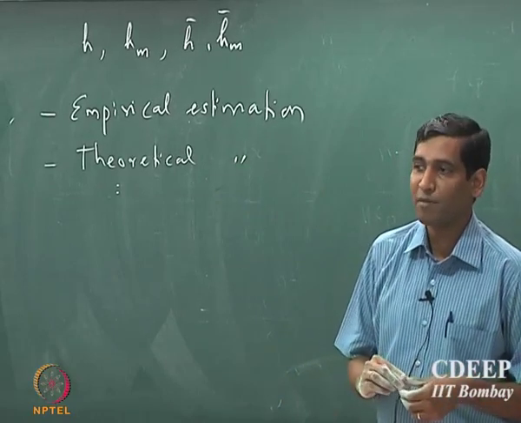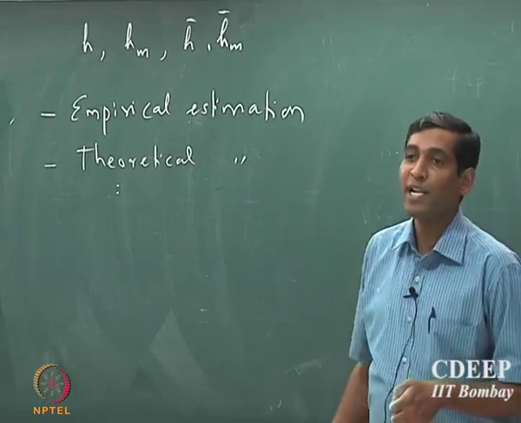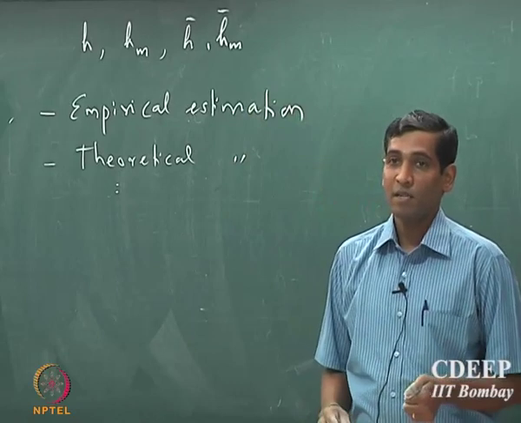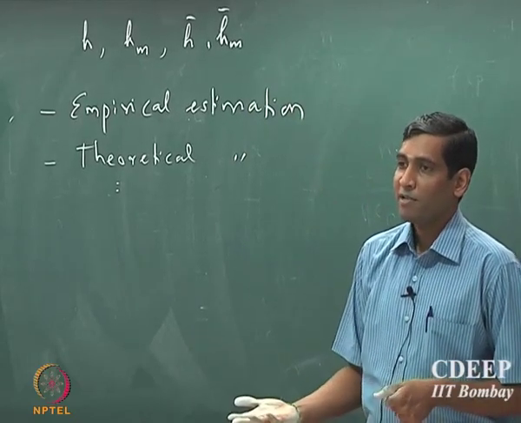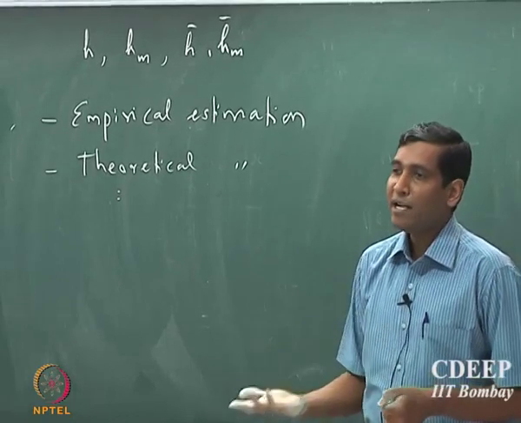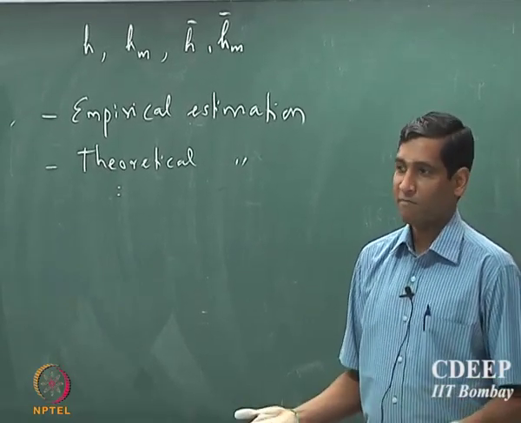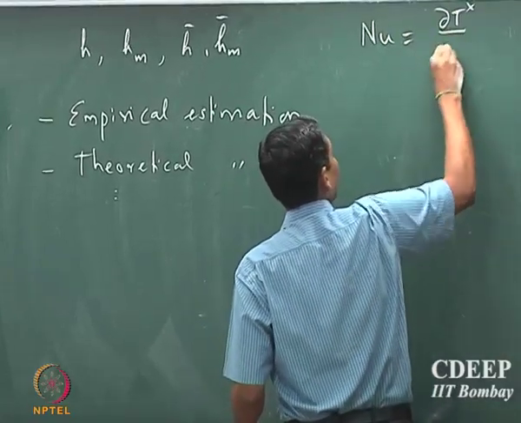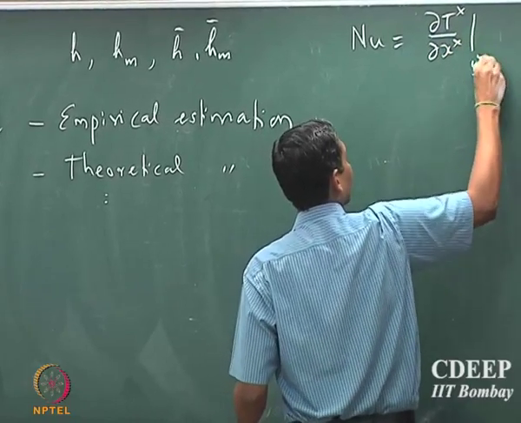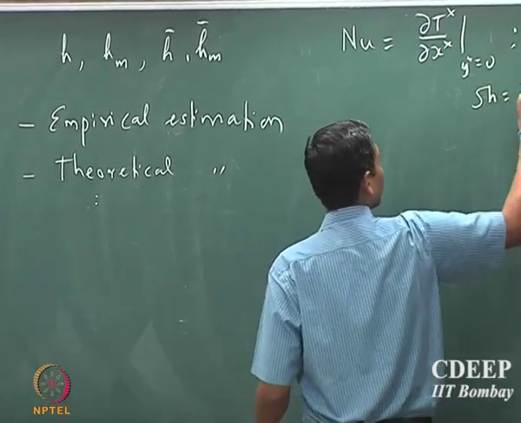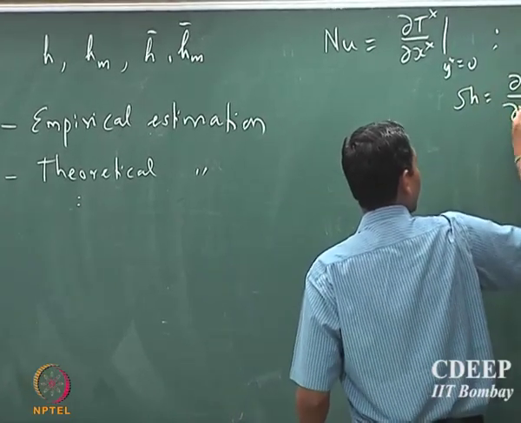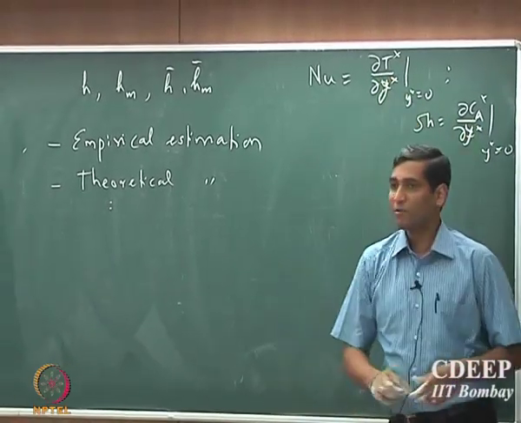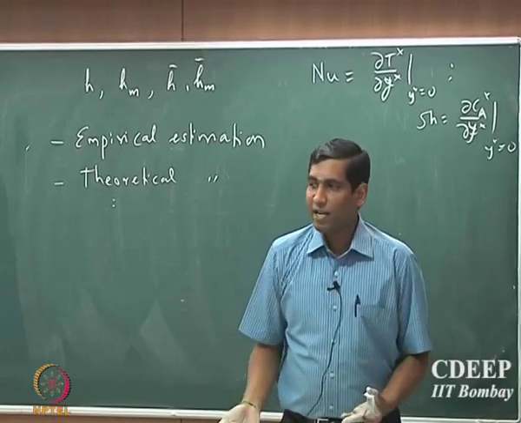Note that when I say theoretical estimation, we are not always trying to find a complete analytical solution. All we want is to find the Nusselt number and Sherwood number. Remember that the Nusselt number and Sherwood number simply relate to the gradient at the boundary. So if we know the gradient, we are done. The Nusselt number is nothing but dT star by dy star at y star equal to 0, and similarly the Sherwood number is dCA star by dy star at y star equal to 0. So all we need is the gradient at the boundary.